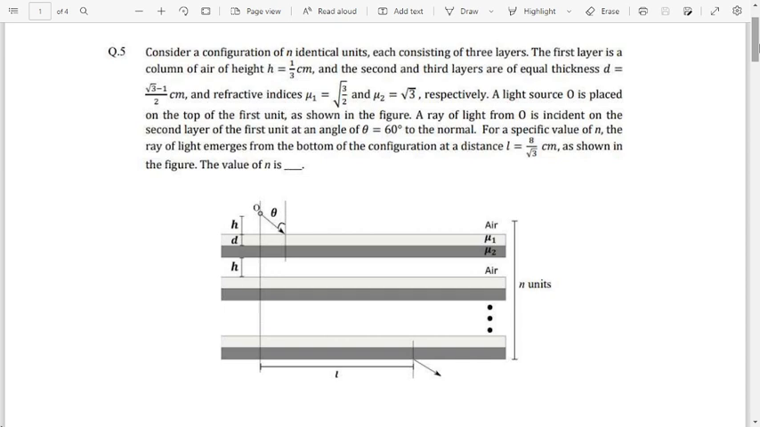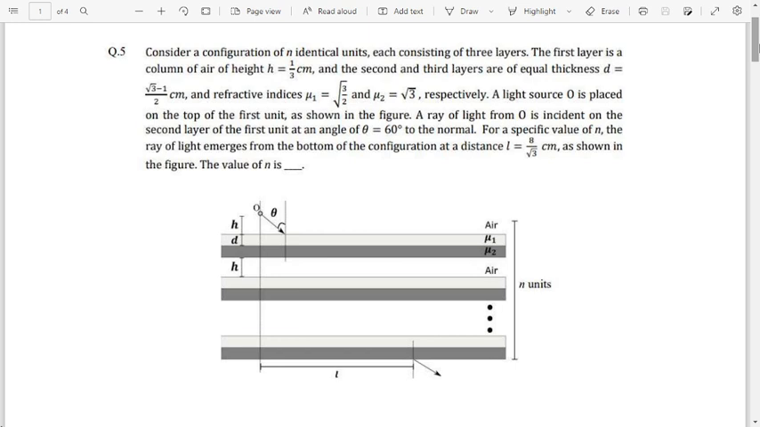Hi dear students, let's see this question that came in JEE Advanced Paper 2 Physics in the year 2022. This question was from the topic of optics, that is refraction due to parallel slabs. This was a fairly easy question, a straightforward one. I feel that many students would have done this question in the exam.